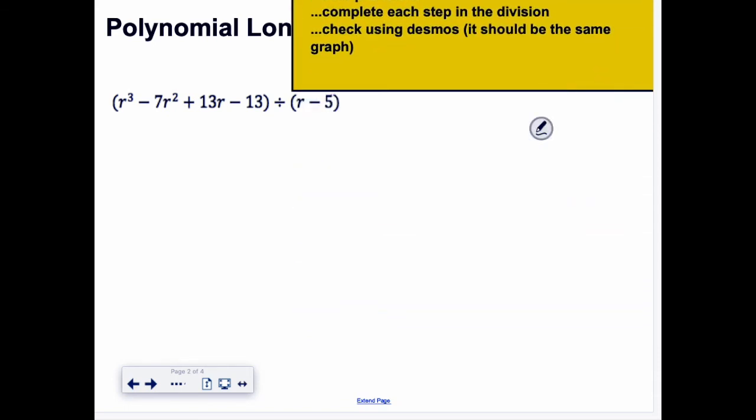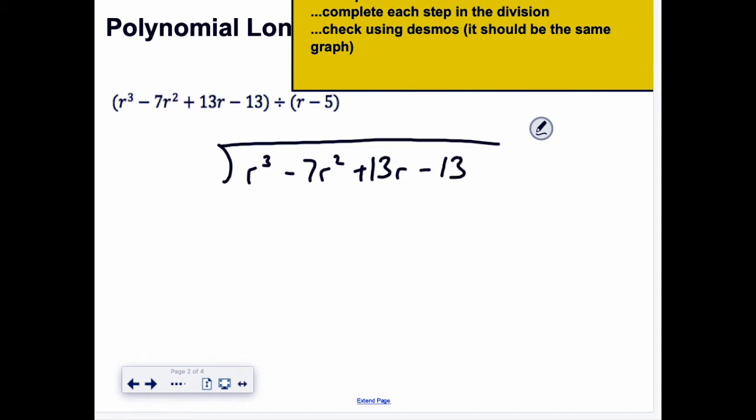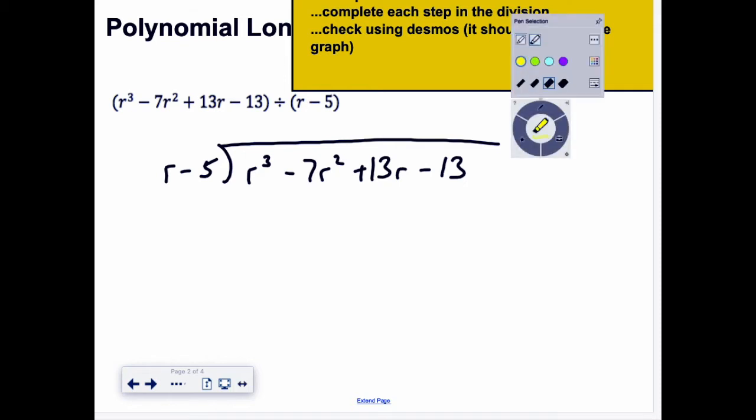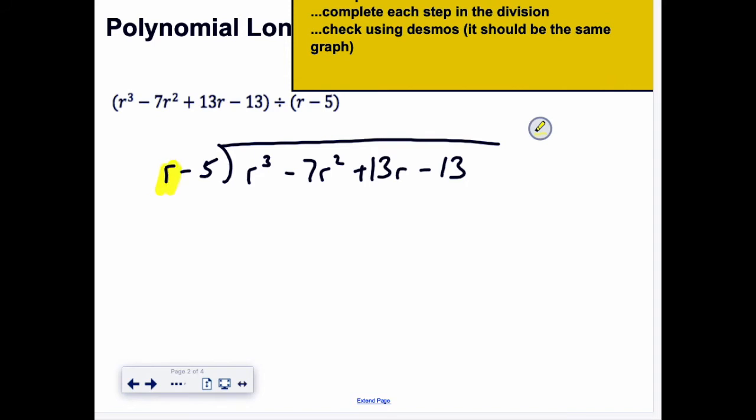Okay, let's set up the long division. Now our goal in each one of these is going to be to get rid of the first term first. So I'm going to see what I need to multiply r by to get r to the third. Well, the answer there is going to be r squared. And then I just bring it down. I'll multiply the r squared by this bit and put that here. r squared times r is r to the third. r squared times minus 5 is minus 5r squared.